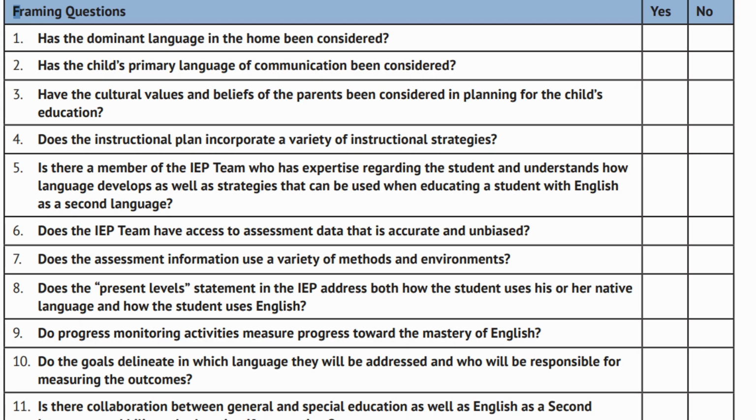Does the instructional plan incorporate a variety of instructional strategies? We saw an exhaustive list of supplementary aids and supports.